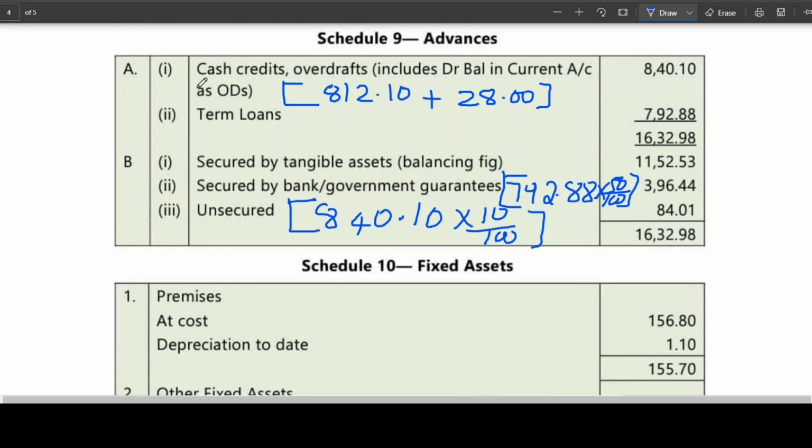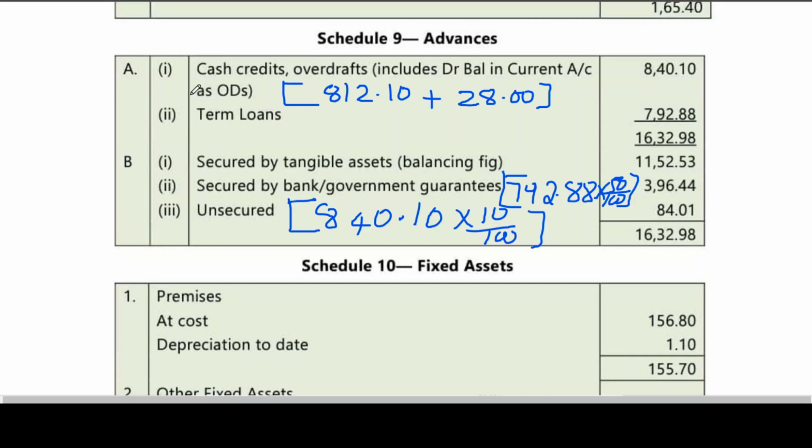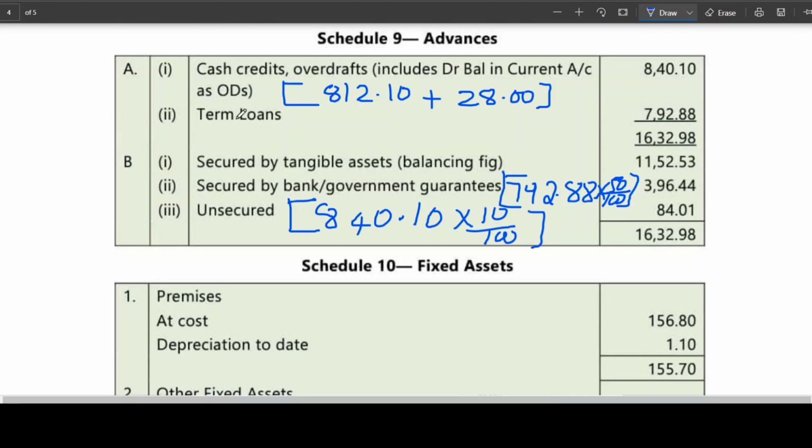Then he has given cash credit. Cash credit means we are also assuming OD. Cash credit and OD, there is not much difference. Cash credit means the amount will be credited to your account, and whenever you want, you can withdraw. Is this clear? Cash credit and overdraft are almost the same.